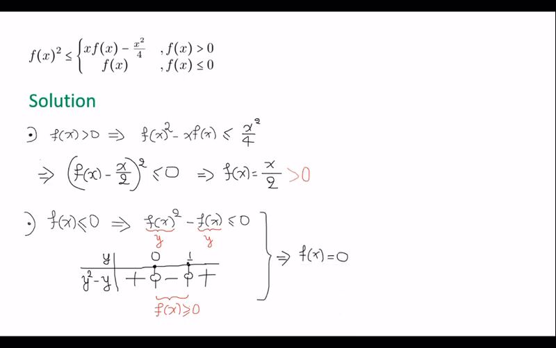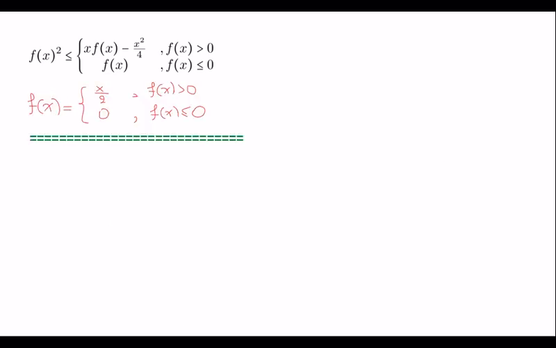Therefore, we arrive at the following conclusion for the value of f at x. If f is positive, then its value at x is x over 2, and in the case where f is not positive, its value at x will be 0. We observe that the zero function trivially satisfies this property and constitutes the obvious solution to the given inequality. We will now seek non-trivial solutions that have the same property if they exist.